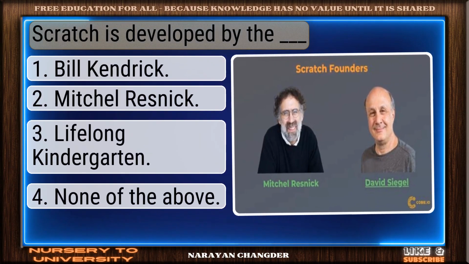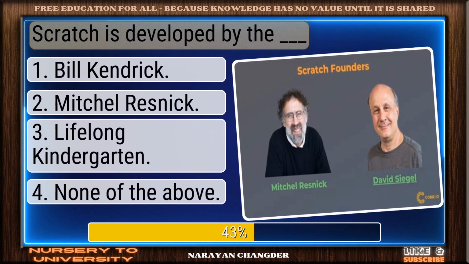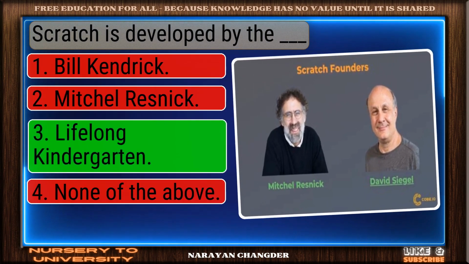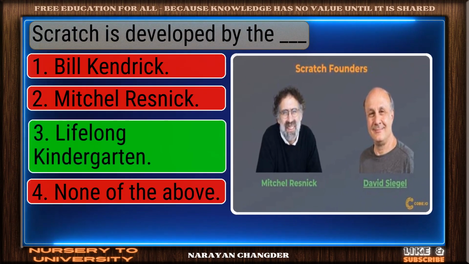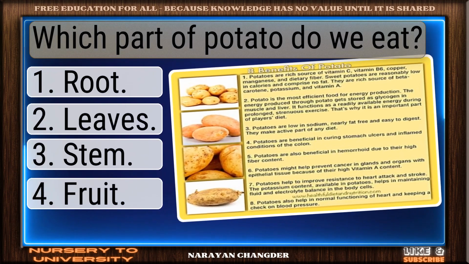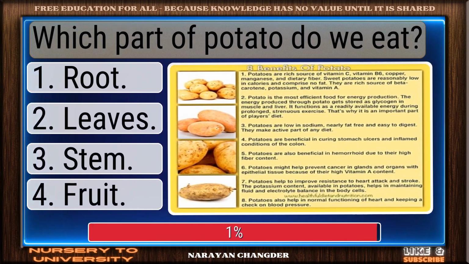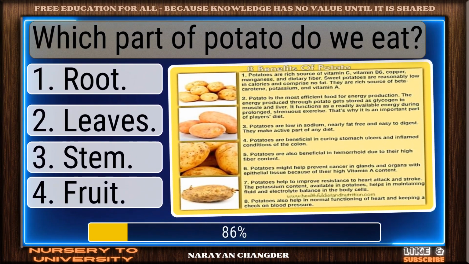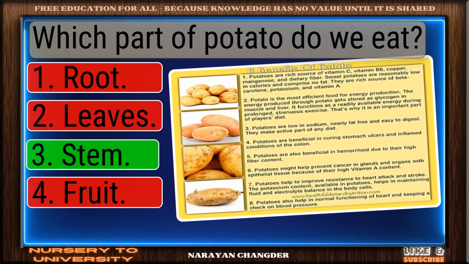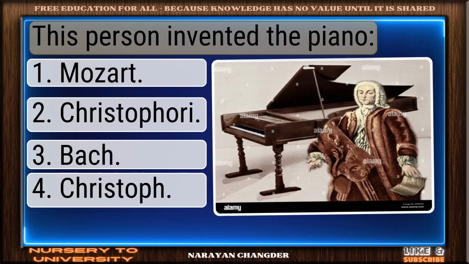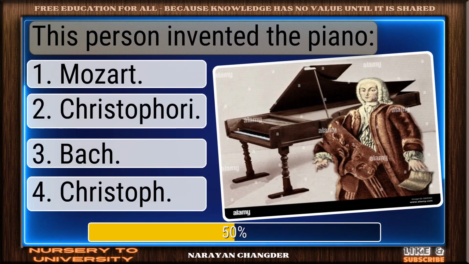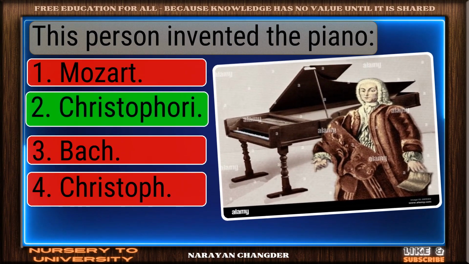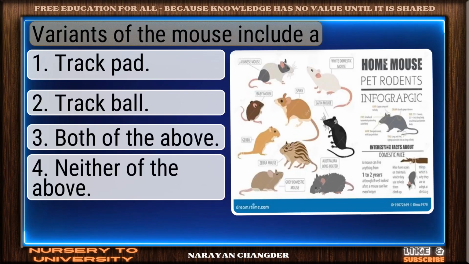Scratch is developed by the dash. Well reasoned. Lifelong kindergarten is the correct choice. Which part of potato do we eat? Solid response. Stem is a valid choice. This person invented the piano. Valid point. Cristofori is true.